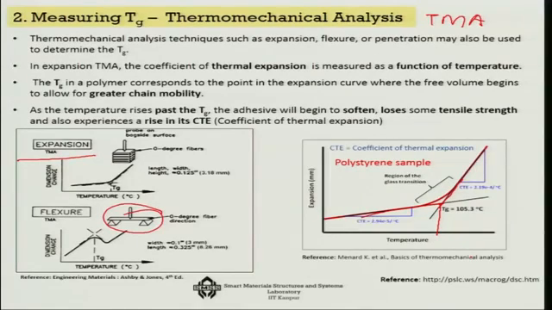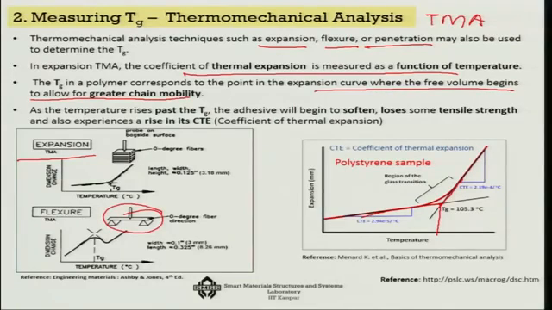So, thermomechanical analysis techniques such as expansion, flexure or penetration can be used for Tg. In expansion TMA, the coefficient of thermal expansion is directly measured as a function of temperature, and the Tg in a polymer corresponds to the point in the expansion curve where the free volume begins to allow for greater chain mobility. As the temperature rises past the Tg, the adhesive will begin to soften or lose some tensile strength and also experience a rise in the CTE, the coefficient of thermal expansion.